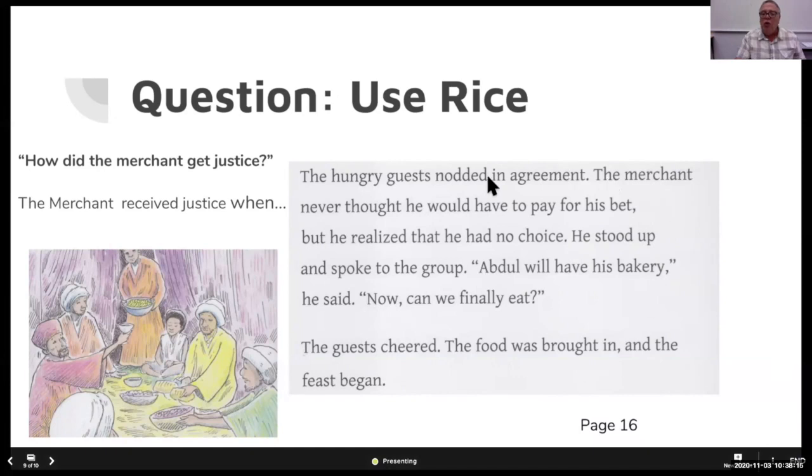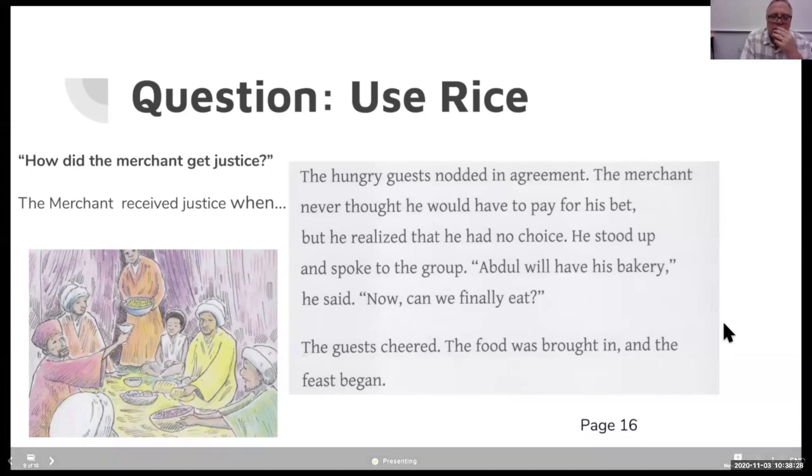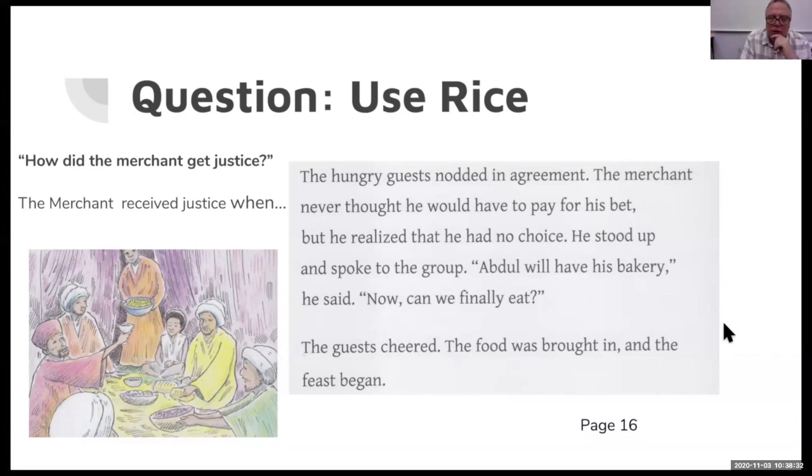Here also, the merchant got his justice, just like Abdul did. Can you see how? If you were going to take a quote from here to give evidence that the merchant received justice, what would you choose?